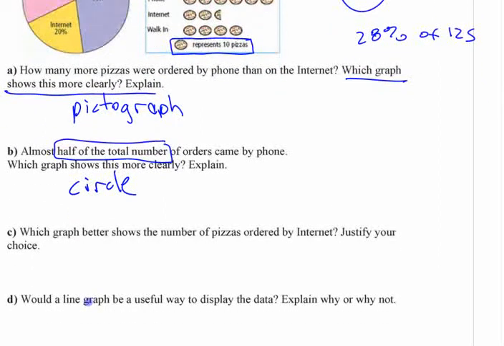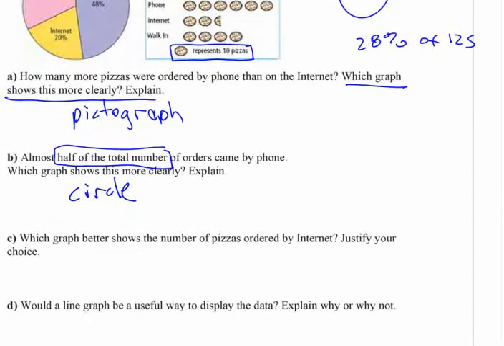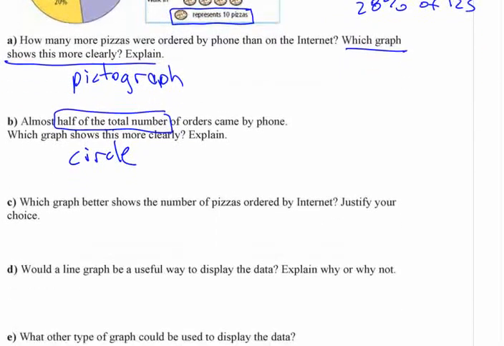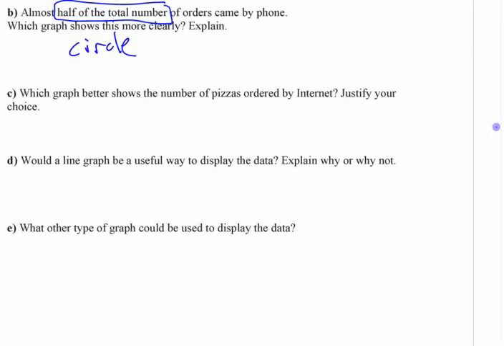What about the third one here? Which graph better shows the number of pizzas ordered by internet? That's sort of the same as part A, isn't it? It's this one, right? That one shows the number better because you can just count it up. You can figure it out from the other one, but it's more obvious from the pictograph.